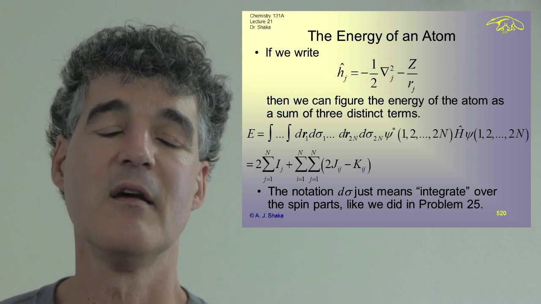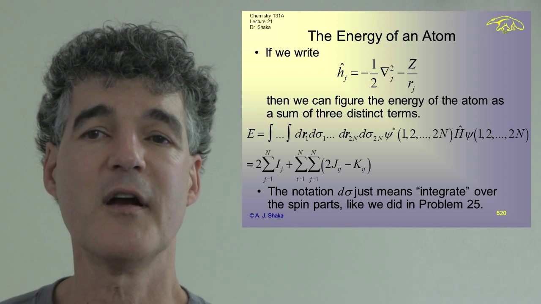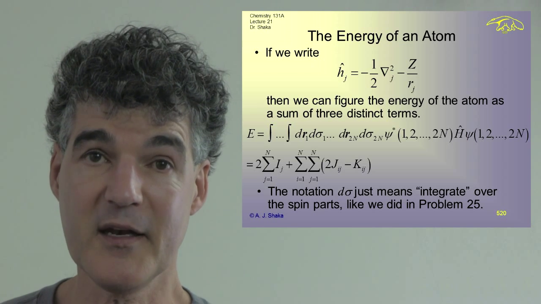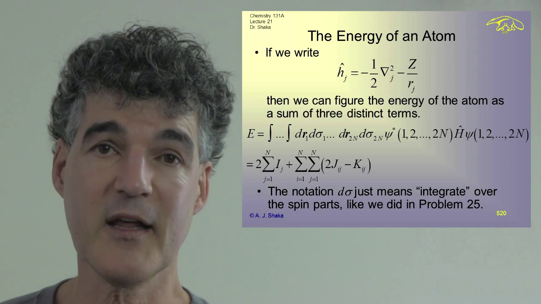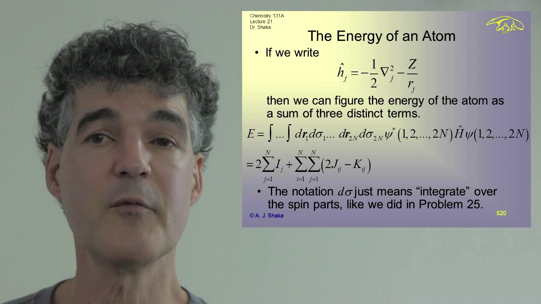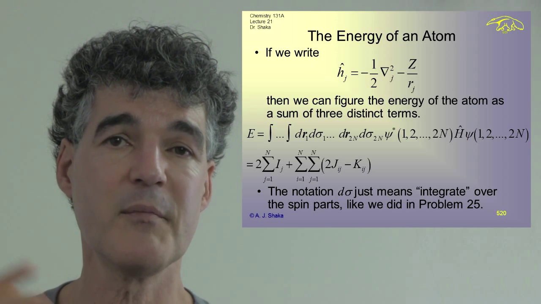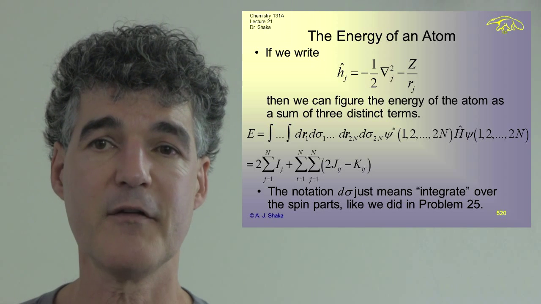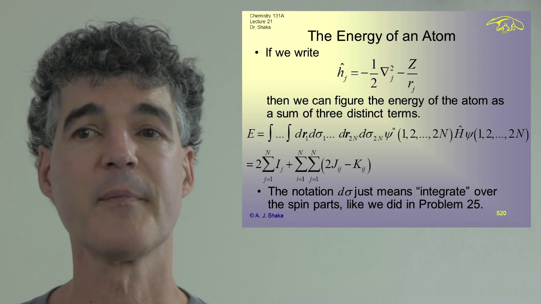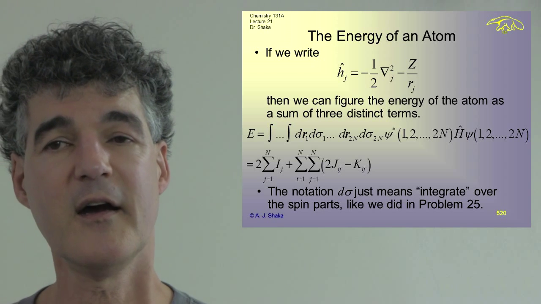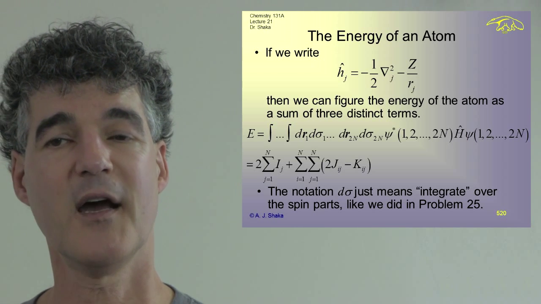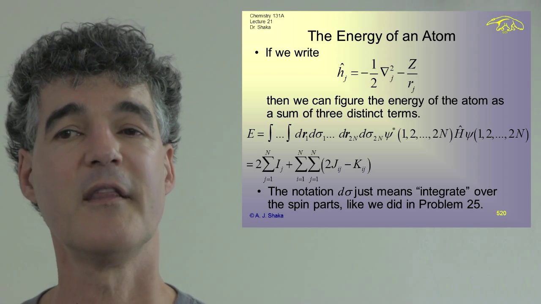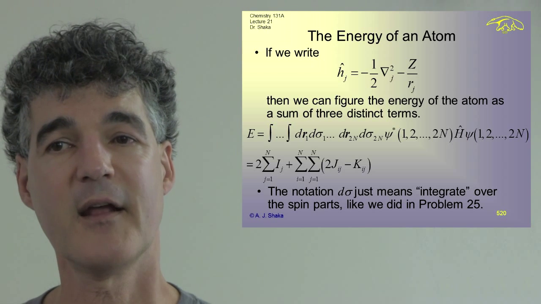What does that mean? Well, the d sigma part has to do with the spin. We need to take into account the spin as well, because all these 2n electrons have spin, and we have to integrate over the spin part, make sure that the spin functions are normalized, and keep track of that as well as the spatial part. And then we've got the wave function, psi star, which depends on all the coordinates of all the electrons, in principle, the Hamiltonian, and then psi.